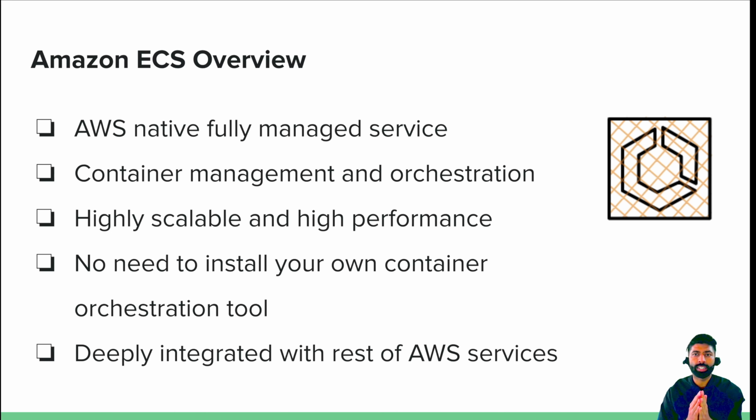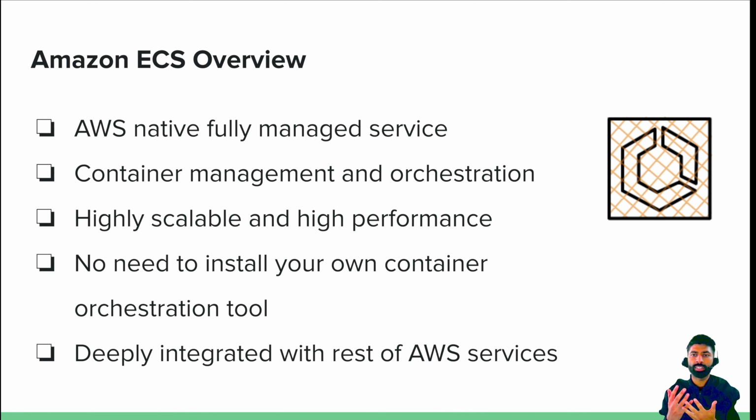What is Amazon ECS? Amazon ECS is an AWS native service and also a fully managed service. It provides capabilities of container management and orchestration. So this is pretty much similar to EKS or Kubernetes. However, it's an AWS native service. So if you want to avoid the complexity of Kubernetes and the ecosystem around Kubernetes, then Amazon ECS is a great option for you. Amazon ECS is highly scalable and also provides great performance for containerized applications.